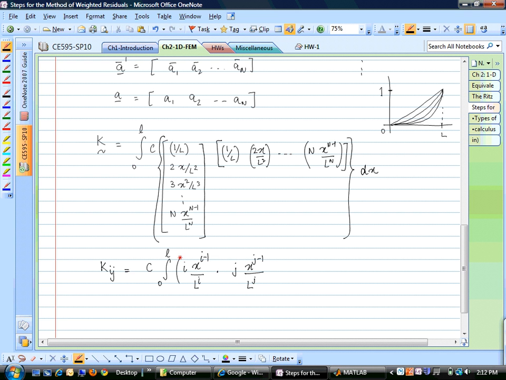And then if you take the integral of this, what do we get? You can multiply the powers of x together, so you would get x to the power i plus j minus 2, right? And if you integrate that, what you would get is i multiplied with j over L to the power i plus j. That's all I've done, is taken out the constants. And now I'll integrate the x term. So this will be x to the power i plus j minus 1 over i plus j minus 1. And I need to take the limits of this term from 0 to L. Does that sound correct?